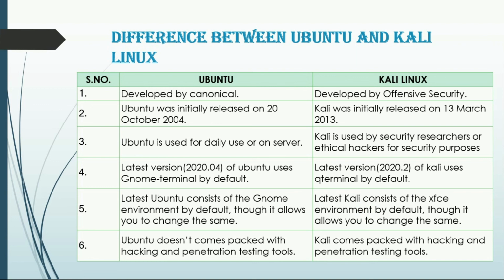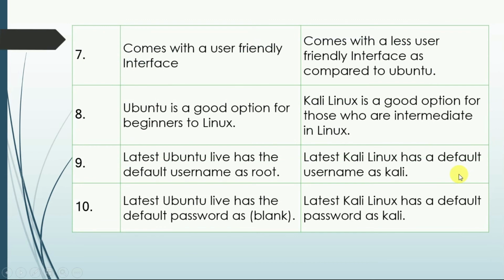Ubuntu does not come packed with hacking and penetration testing tools. Kali comes with hacking and penetration tools. So basically Kali is very much useful for ethical hacking, and it comes with a less user friendly interface compared to Ubuntu. Ubuntu is a good option for beginners to Linux. Kali Linux is a good option for those who are intermediate in Linux. The latest Ubuntu Live has a default username of root. The latest Kali has a default username of Kali. The latest Ubuntu Live has a default password that is blank. The latest Kali Linux has a default password of Kali. So we get to know that the username and password in Kali Linux are both Kali, whereas in the case of Ubuntu Live it is different.